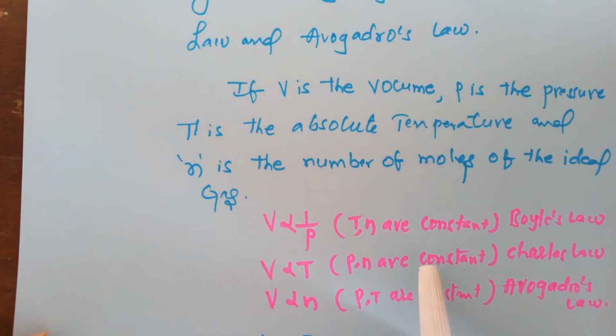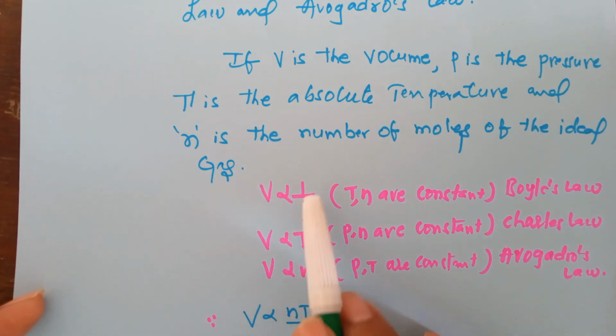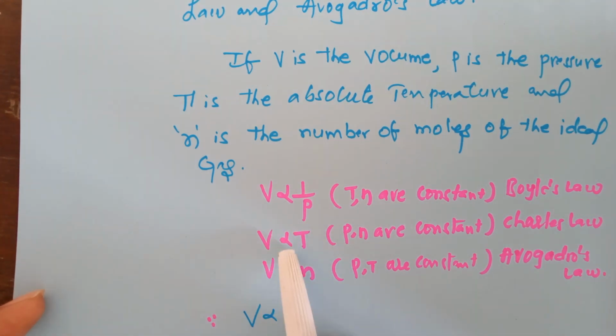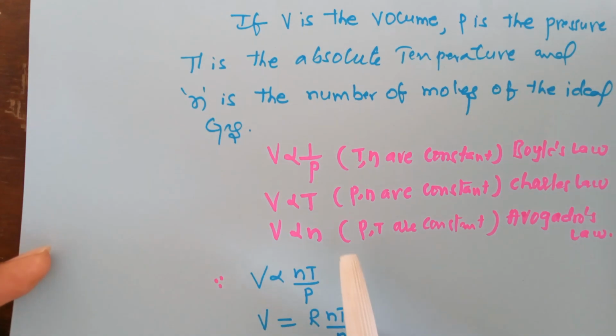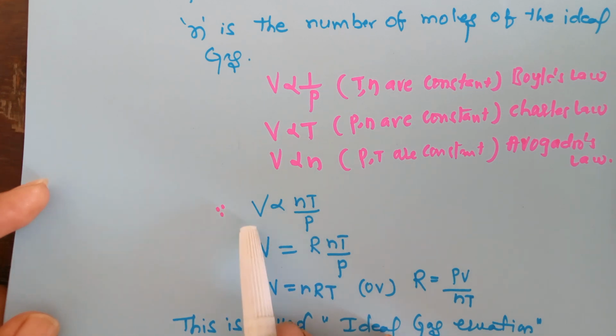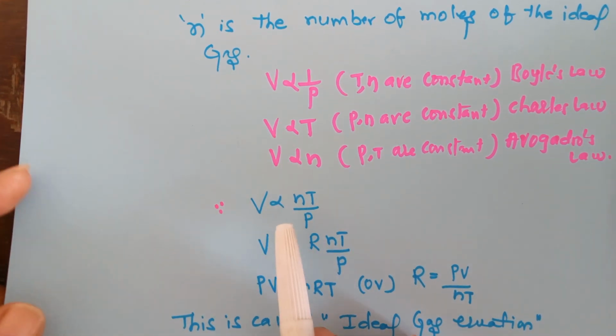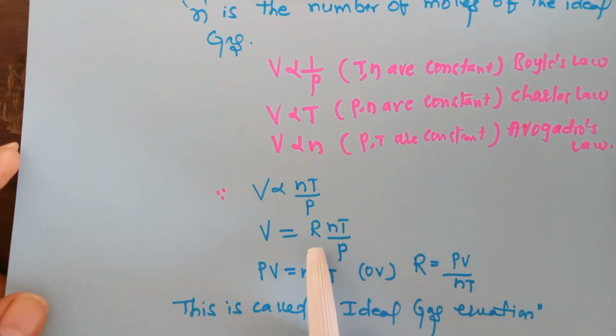As per Boyle's law, Charles' law and Avogadro's law, the derivations are V inversely proportional to 1 by P, V directly proportional to T, V directly proportional to n. So as per the combination of these three equations, you will get one derivation, that is V proportional to nT by P. Here, to remove the proportionality, you have to write the constant, that is R.